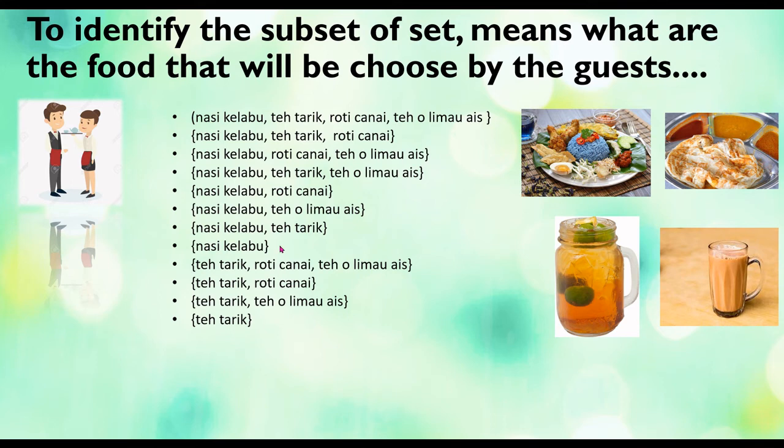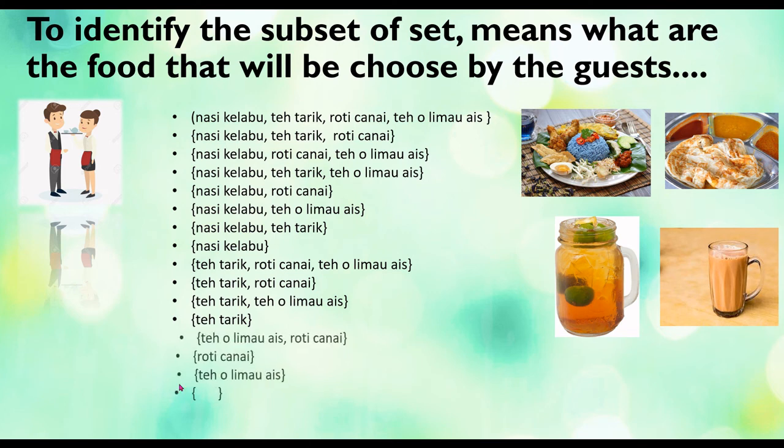Okay, besides the nasi kelabu as the main character, now I switch to the teh tarik. Now I eliminate the nasi kelabu, so I just have my teh tarik, roti canai, teh o limau ice; teh tarik and roti canai; teh tarik and teh o limau ice; and teh tarik only. Okay, so girls, the arrangement of the elements is not counted as different, but they include the same elements, so they are considered as already one subset. So you cannot repeat nasi kelabu here.